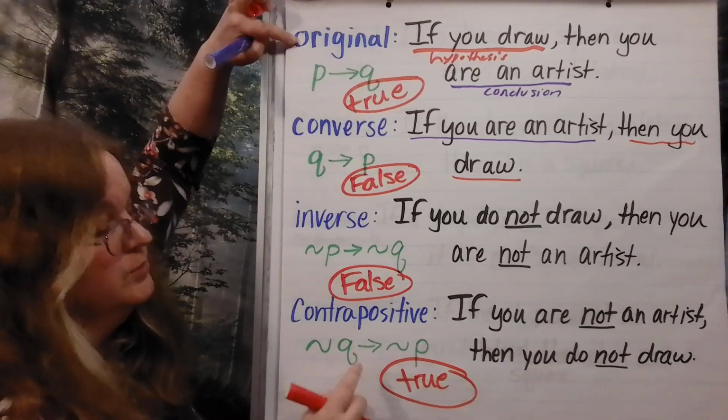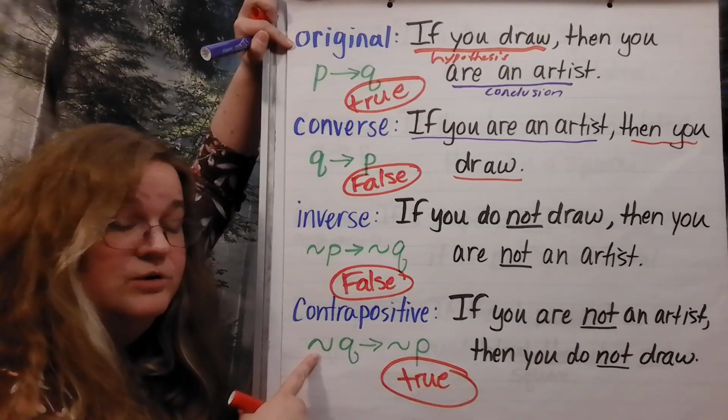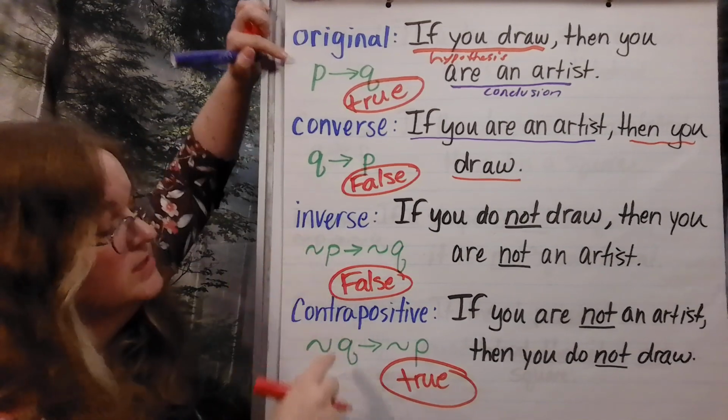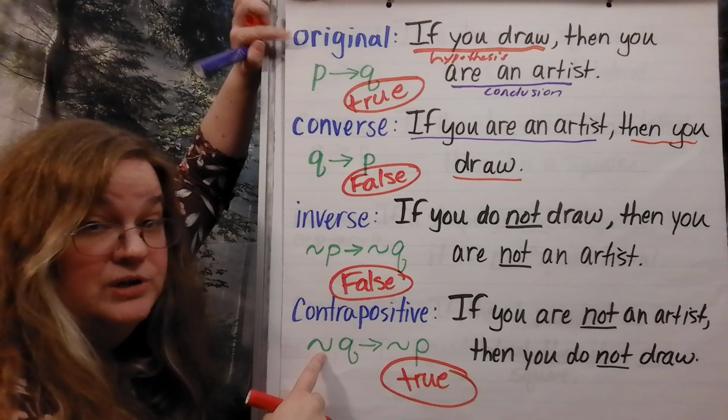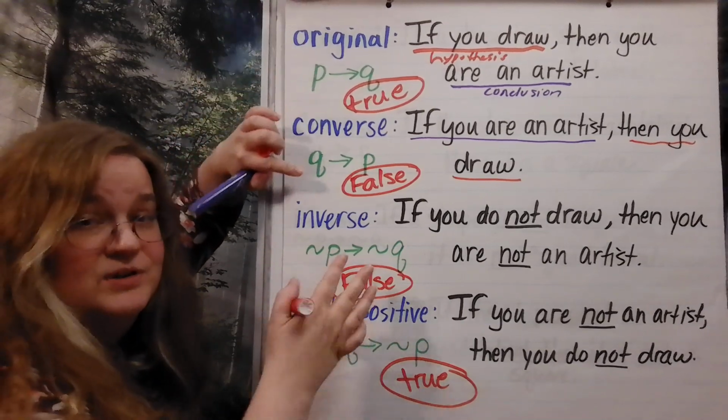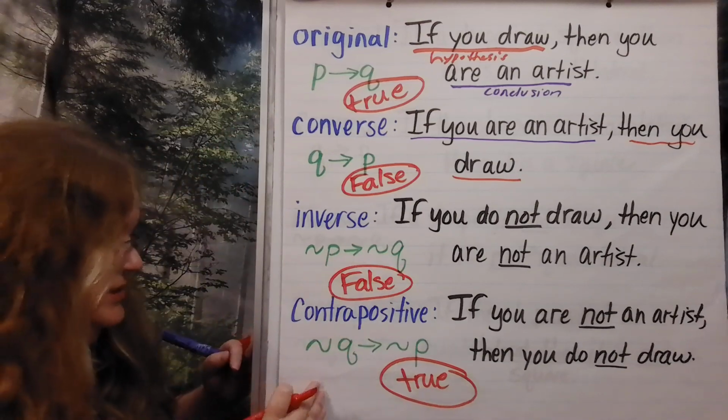So the original and the contrapositive are what we call equivalent statements, as is the converse and the inverse, because these end up being both, if this one's true, this one's true, and if this one's false, this one's false. So they're related there. Let's look at one more example.